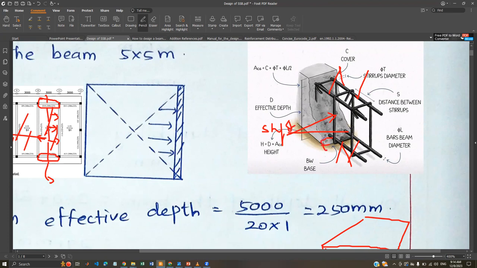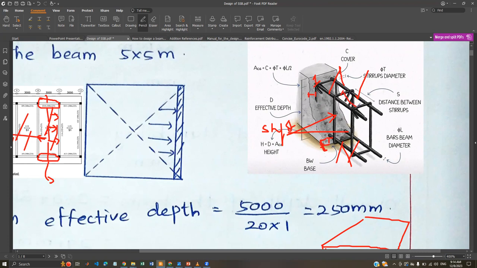If you consider the cover of the beam or slab or whatever it is, if you just calculate one part of the cover, the entire cover will be almost the same. It could be the bottom cover, the top cover, or the side cover, which will be the same for every case.